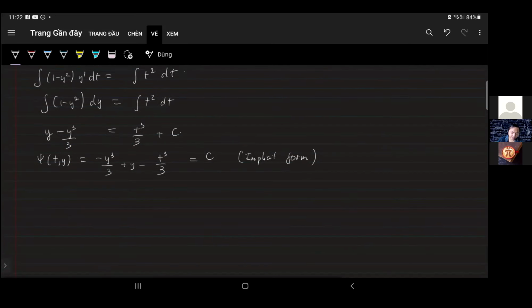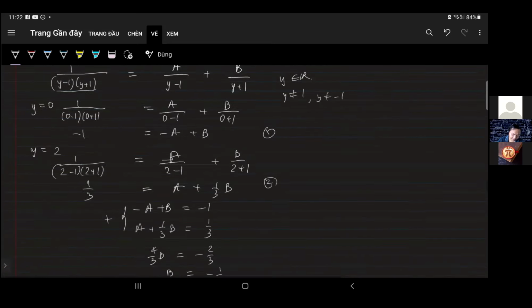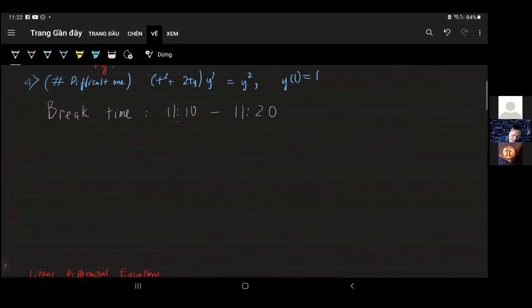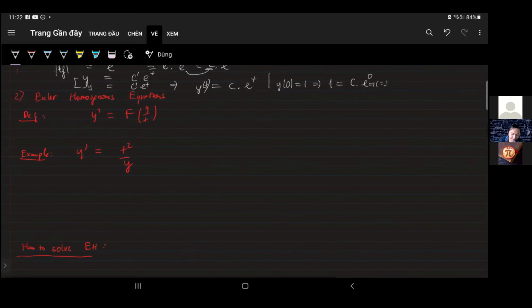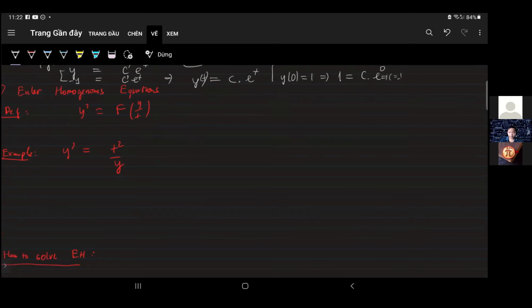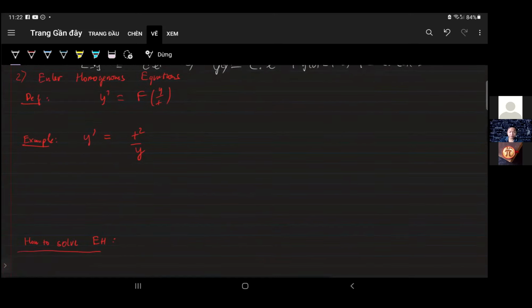And now we go to the new definition and new section. Okay. So the next topic is about the Euler homogeneous equations. So what is the formal definition for the Euler homogeneous equations?